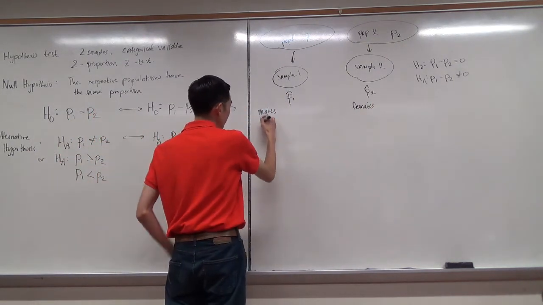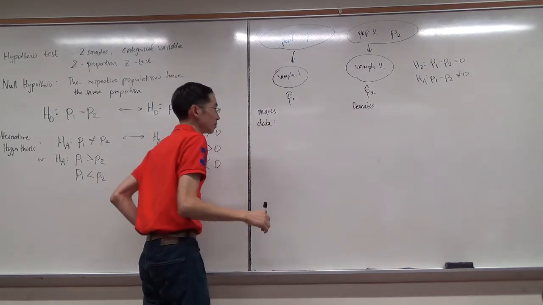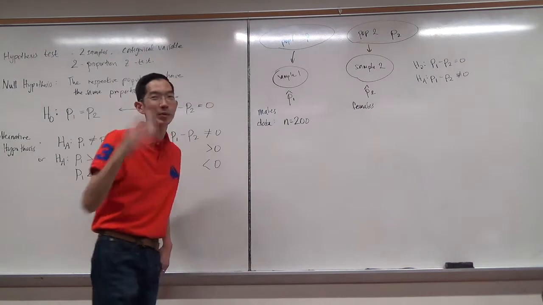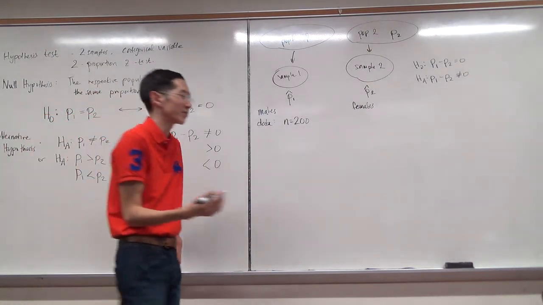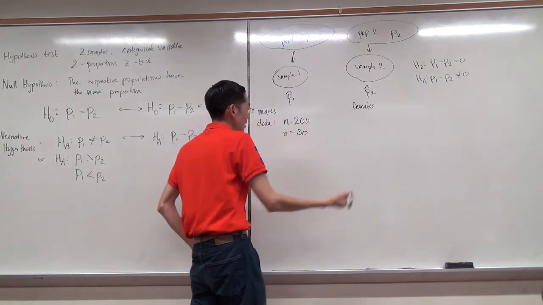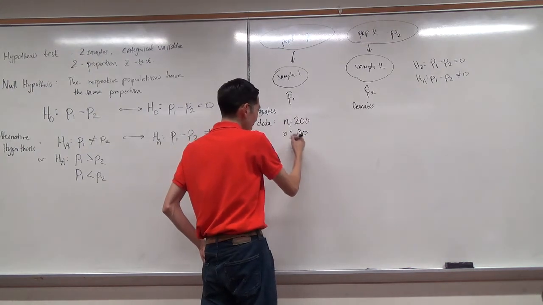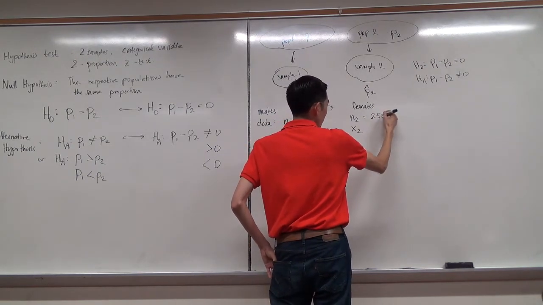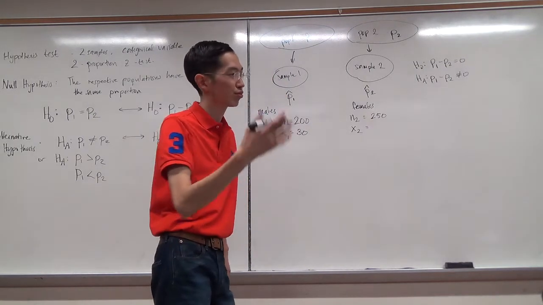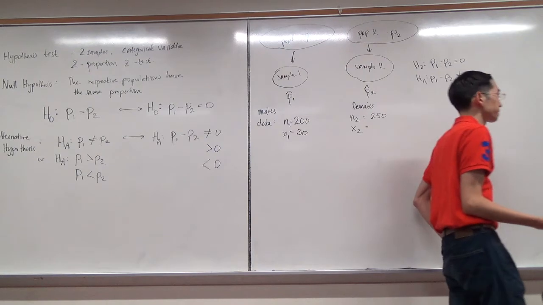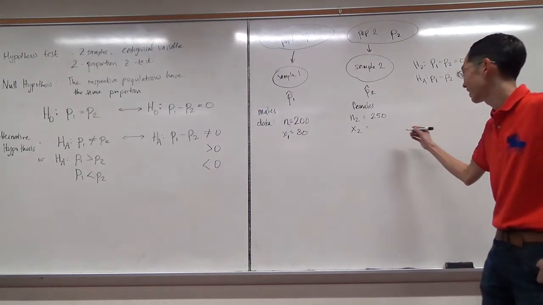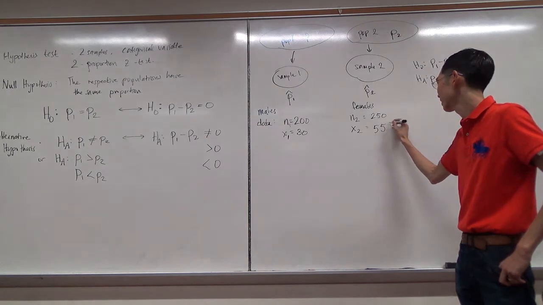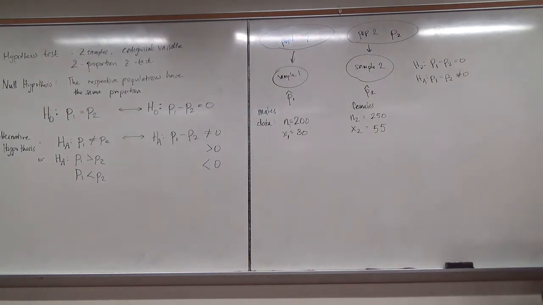Okay, so let's say in our data, we take a survey of 200 men. How many do you think have blonde hair? No idea. 30. Okay, and then so this will be N1 and X1, and then N2 and X2. Let's say we surveyed 250 females, and 55 have blonde hair. Making up numbers, okay?